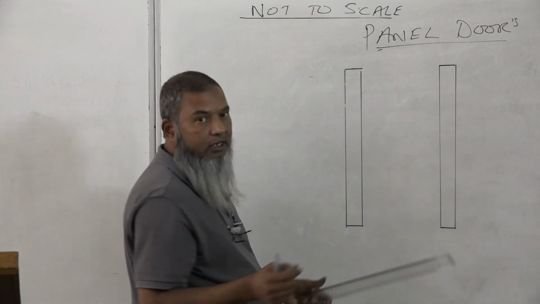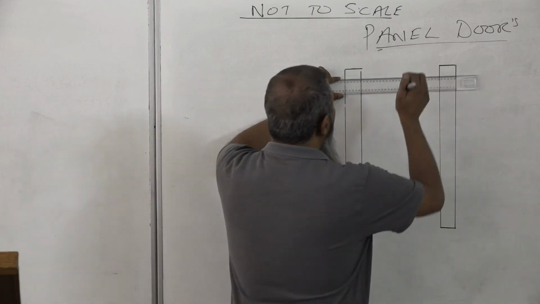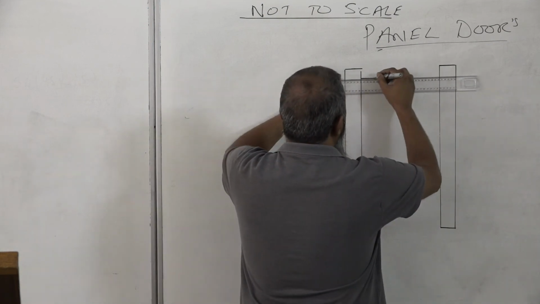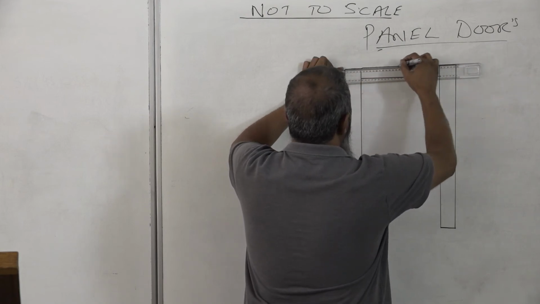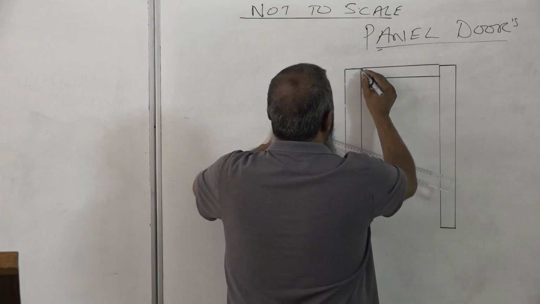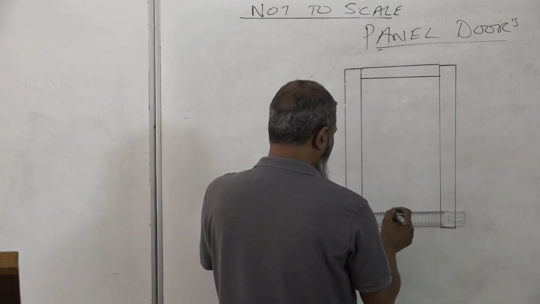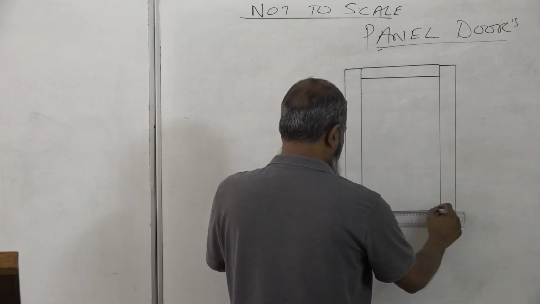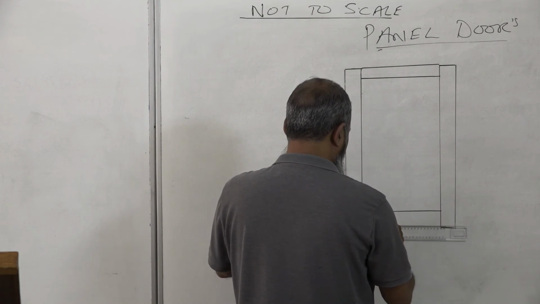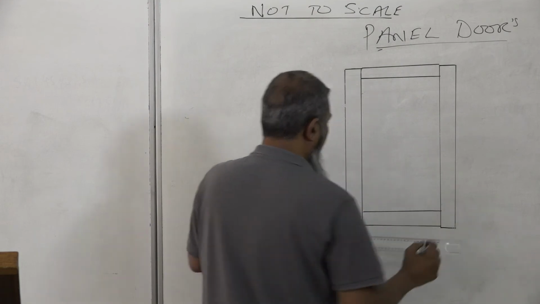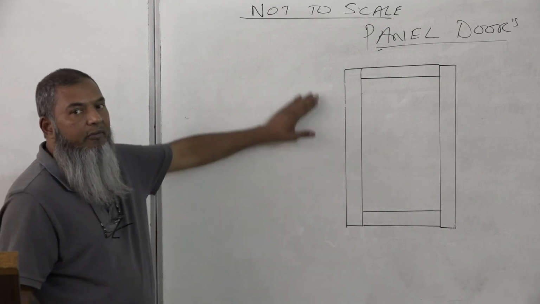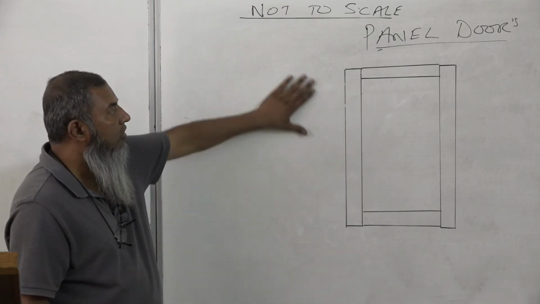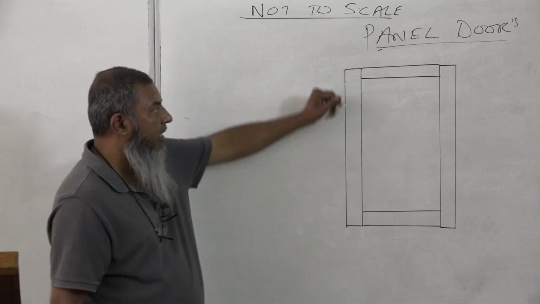Following the stiles is what? Your top rail. Then we have the bottom rail. Remember, measurements will be given to us. If there's a custom door, the measurements will be given to us. But normally we'll work on standard 2 meters by 800.